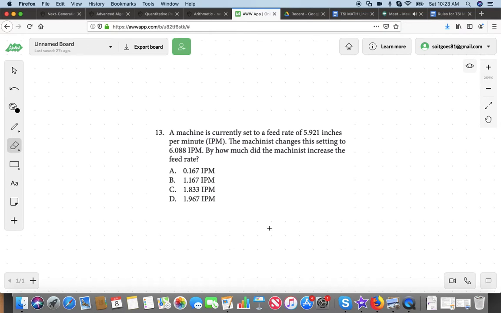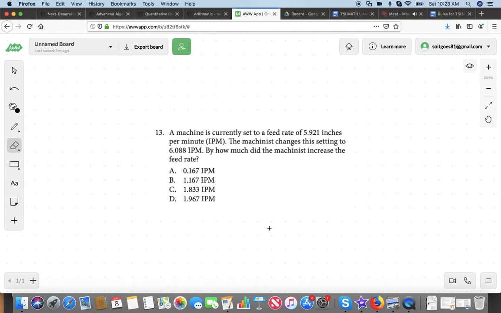Let's think about it logically. This is a real world situation. Did the machinist increase the feed rate? Obviously he increased it. Did he increase the feed rate by more than 1 inch per minute? It goes up from 5.9, and I'm going to round that just to 5.9.